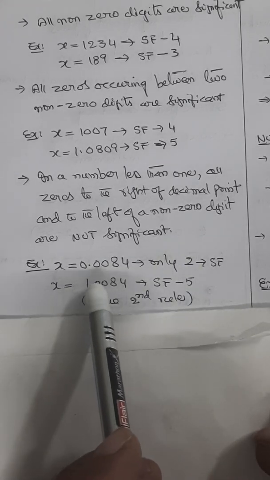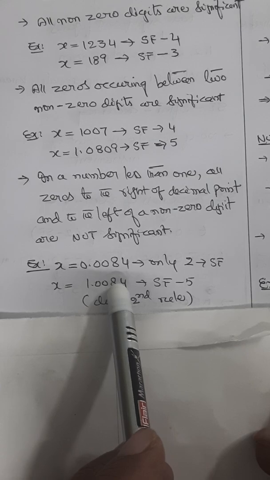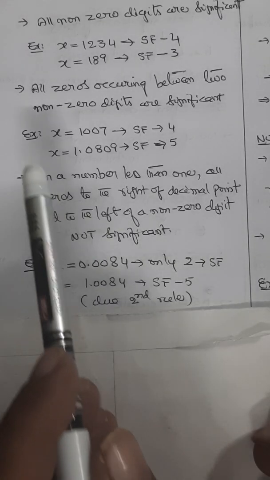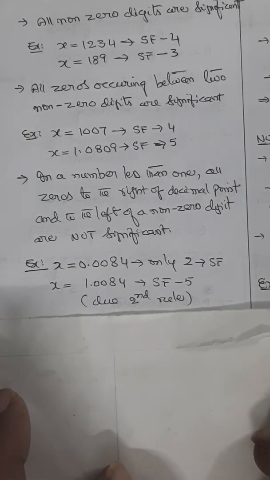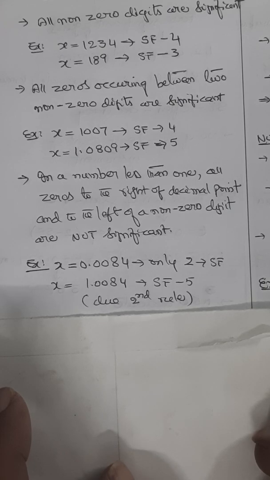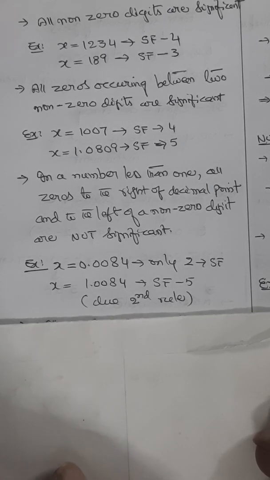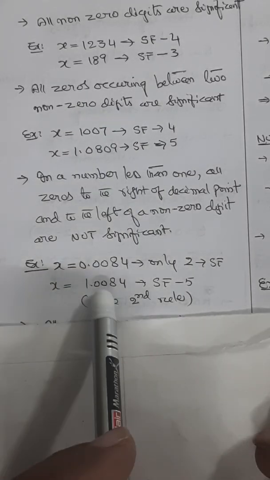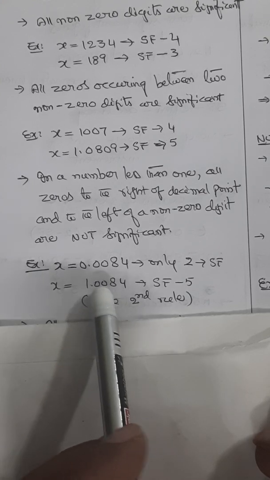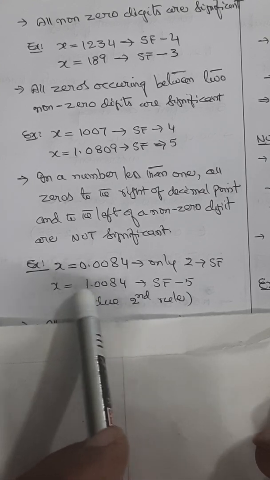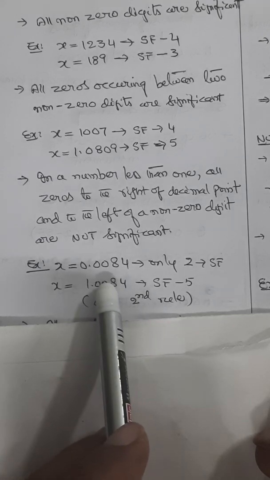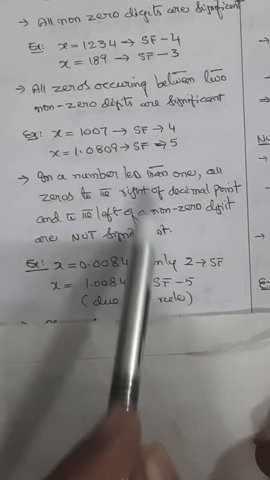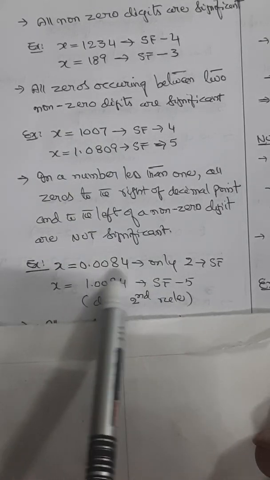Similarly, if you take, let us say, 1.0084. Very interesting value here. Now, if you see the second rule here, all zeros occurring between two non-zero digits are significant. So this rule straight away applies here, because this is not less than 1. This is more than 1. Therefore, you just cannot apply the previous rule here. So due to this rule, the number of significant figures is equal to 5.